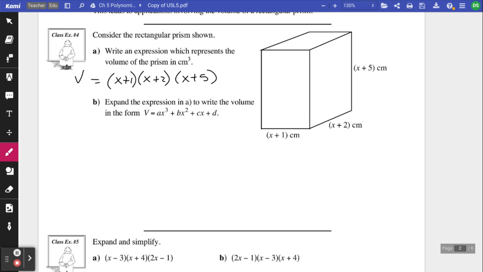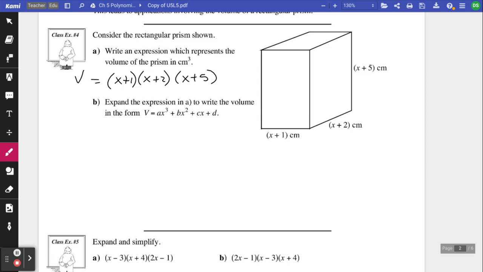Length times width times height. Are those all being multiplied together? Yes, they are. So what should we do? Let's multiply 2 of them together. Get your answer, and then multiply that by the third. Just like you would multiply 3 times 7 times 9. Right? You multiply the first 2 together, and then.